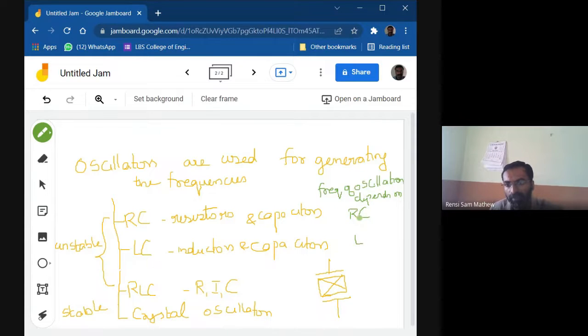Here it depends on the L value and C value. Here it depends upon the R value, L value, and C value. So in this case, by changing the capacitance value, you can change the frequency of oscillation. In LC circuits, by changing the value of either the inductance or the capacitance, you can change the frequency of oscillation. Changing L is not usually very easy. So we usually change the capacitance value, because many capacitor values are available now.